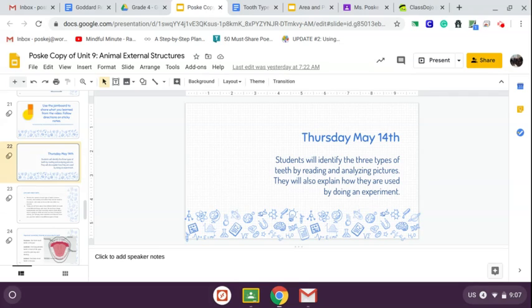We've been talking about external animal structures, and today we're going to relate that to humans by talking about the three different types of teeth that we have. We're going to be reading and looking at pictures, and then you're going to be doing a hands on experiment today with your own teeth.